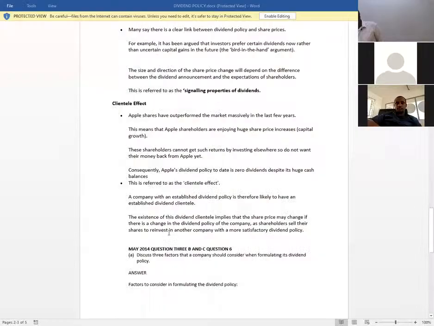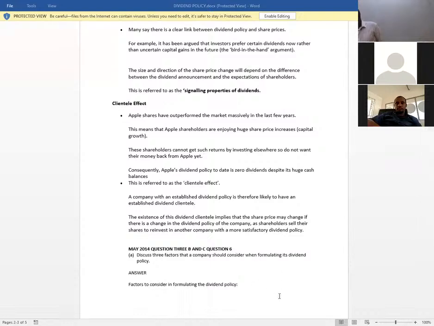So ladies and gentlemen, I hope that has been helpful. But before I sign out and go to the past paper question that I promised, I would want us to discuss this. Discuss 3 factors that a company should consider when formulating its dividend policy.